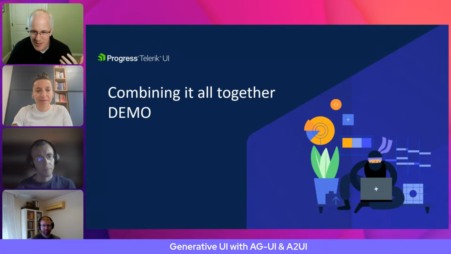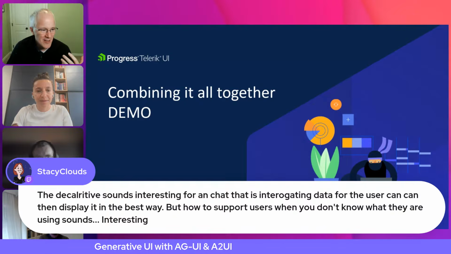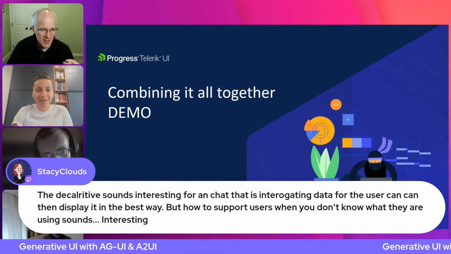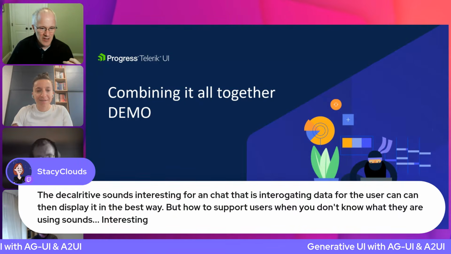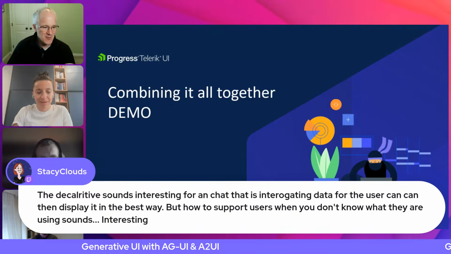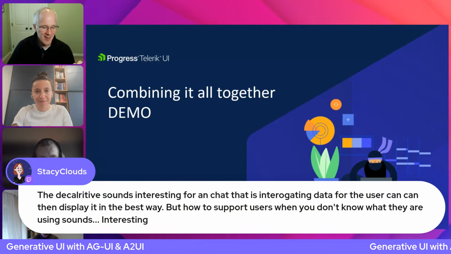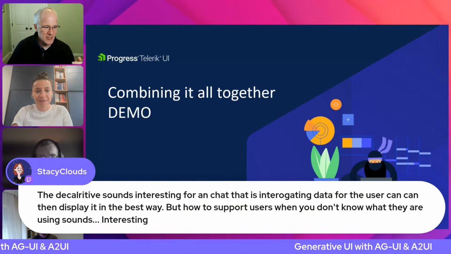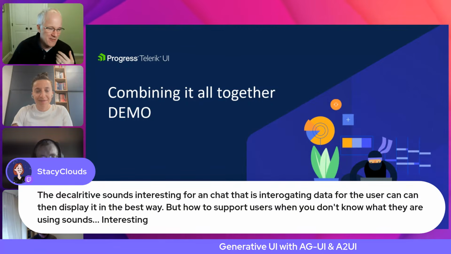I think there were a couple other people that had similar questions, like Stacy Clouds: declarative sounds interesting for a chat that is interrogating data for the user, which can then display it in the best way. But how to support users when you don't know what they are using sounds interesting. Yeah, it does pose some interesting new challenges. I'm curious if you guys have thoughts on that.